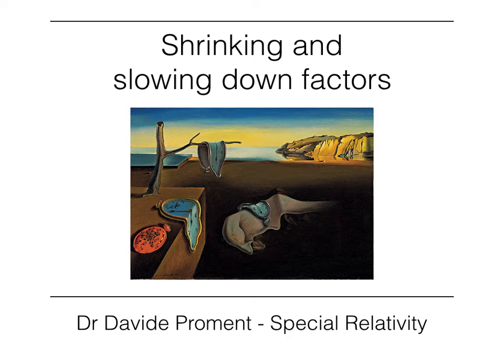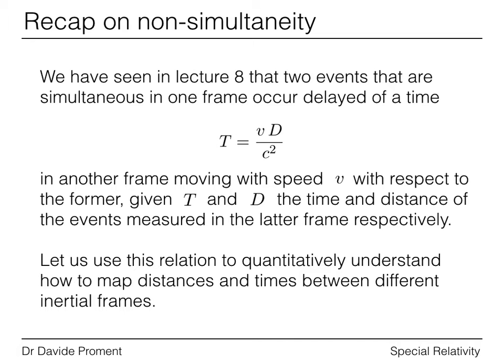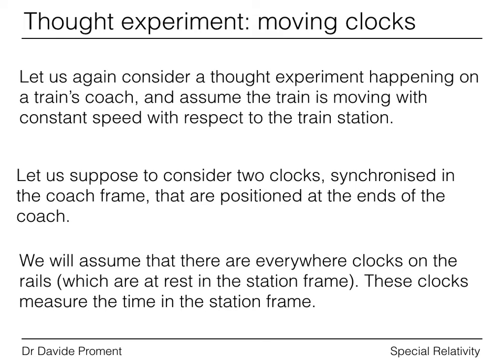In this 10th lecture of special relativity, we introduce the shrinking and slowing down factors. We first recall that events that are simultaneous in one inertial frame are not simultaneous in another frame that moves with velocity v with respect to the first. We then consider the thought experiment that looks at how time is measured by moving clocks.